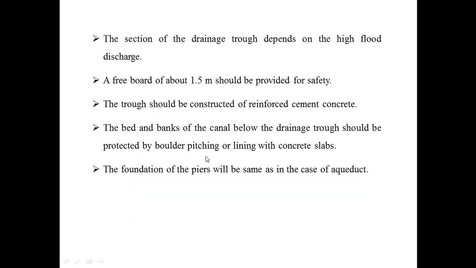The section of the drainage trough depends on the high flood discharge. Also, a freeboard of about 1.5 meters should be provided for safety purposes. The trough should be constructed of reinforced cement concrete. Also, the bed and banks of the canal below the drainage trough should be protected by boulder pitching or lining with concrete slabs. And the foundation of the piers will be the same as in the case of the aqueduct.